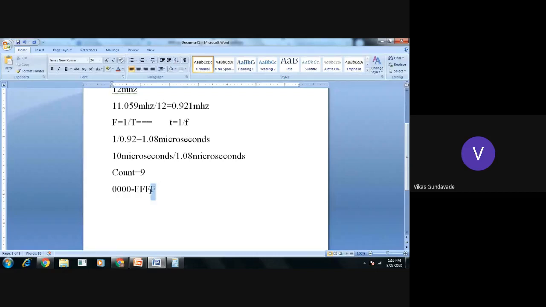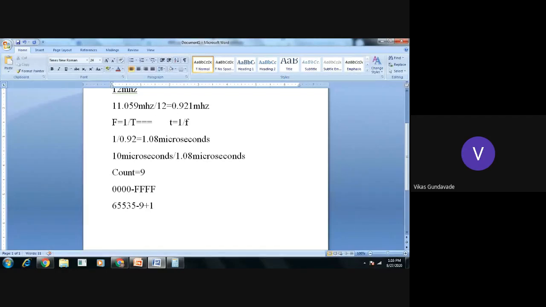Now the maximum value is FFFF. In decimal form, it is written as 65535. That will be the maximum count, and 9 will get subtracted from that count. Plus, we need to add one more count. Now, why this one more count?